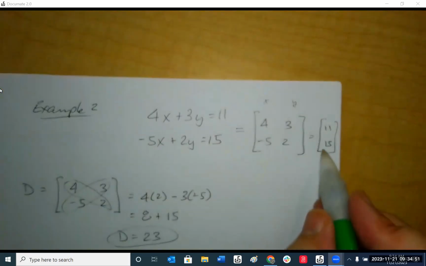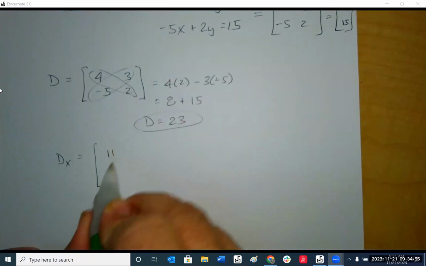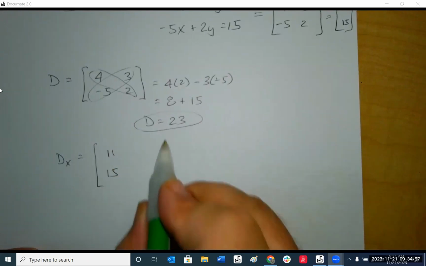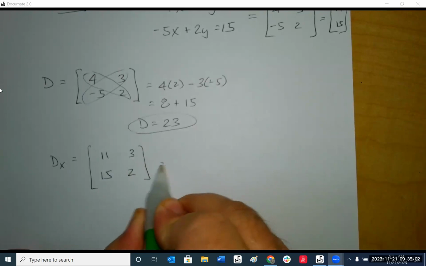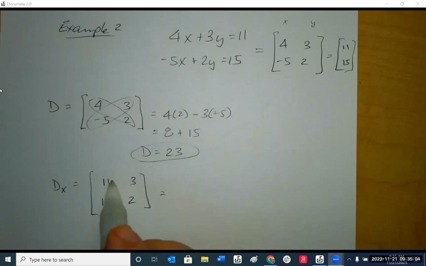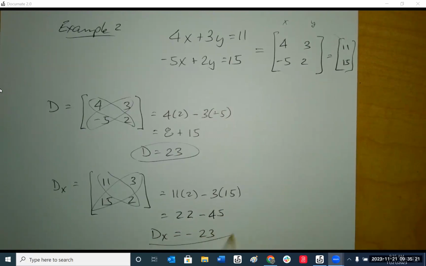Dx, I take my answers and put them in the x column. So it's 11, 15. Leave the y's alone. 3, 2. 11 times 2 minus 3 times 15. 22 minus 45 is negative 23.